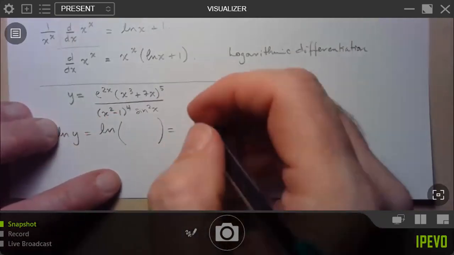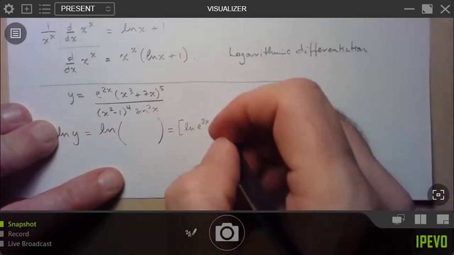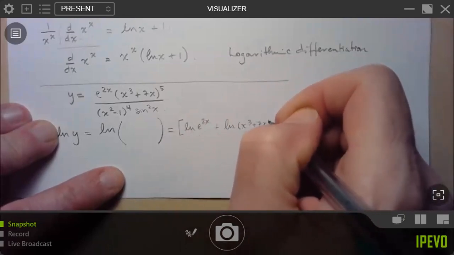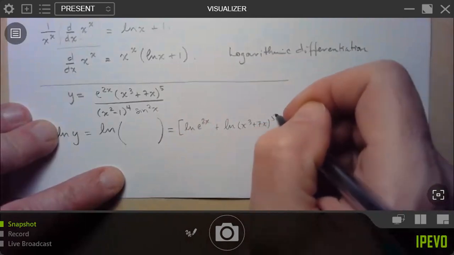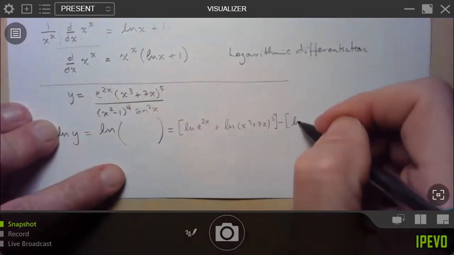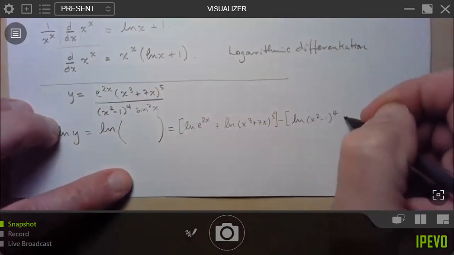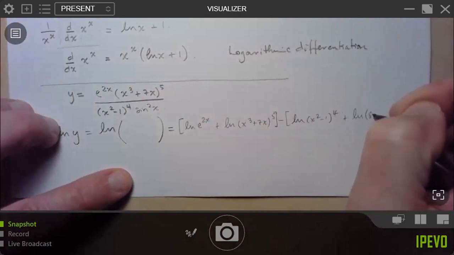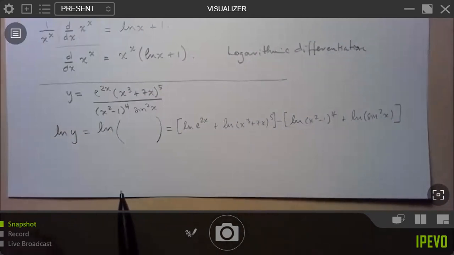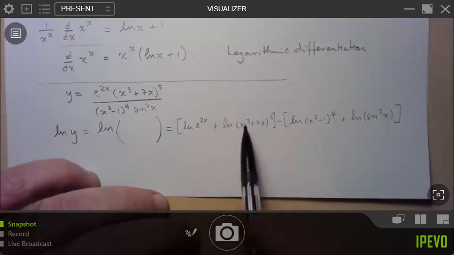So you should be able to write this thing as ln of e to the 2x. Actually, that's really nice. Plus ln of x cubed plus 7x to the 5th minus, I should put big brackets there, minus this whole thing, but that's a product, and that would be ln of x squared minus 1 to the 4, and then plus ln of sine squared x. And can you see a whole bunch of nice things you can do here? See how these cancel out? What can I use here to make my life simpler?